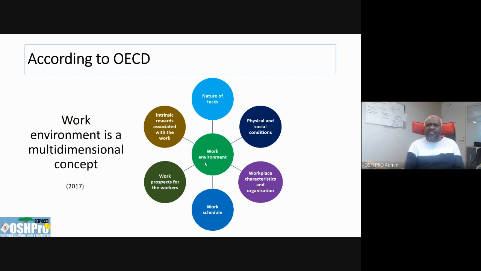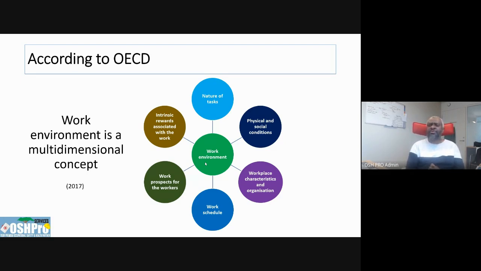So starting with work environment or working environment, as you wish, it is a multidimensional concept. So it covers many different concepts, and according to the Organization for Economic Cooperation and Development, that's the OECD, they've put different concepts under work environment. So the nature of task, that's part of work environment. What is the task? Is it a physical task? Is it just sitting at a desk? So nature of task, that's part of a work environment.